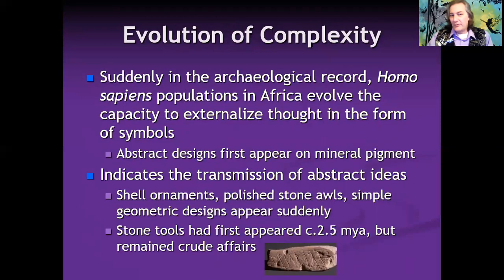Homo sapiens, our species, archaic Homo sapiens in particular, seem to be able to externalize thought. We get symbols showing up, abstract designs that show up. Can't tell you what it means, assuming it has a meaning. We think it might. I mean, you spend a lot of time working on it. But you can see, we think it's abstract ideas being communicated. Shell ornaments, polished stone awls, but a lot of geometric design. So someone's taking the time to make hatch marks. They're making squares and squares and squares, circles that link with circles. We never saw this before. What does it mean?